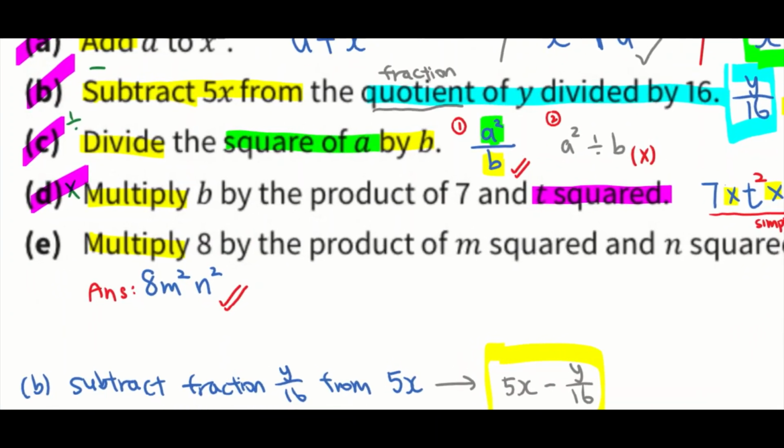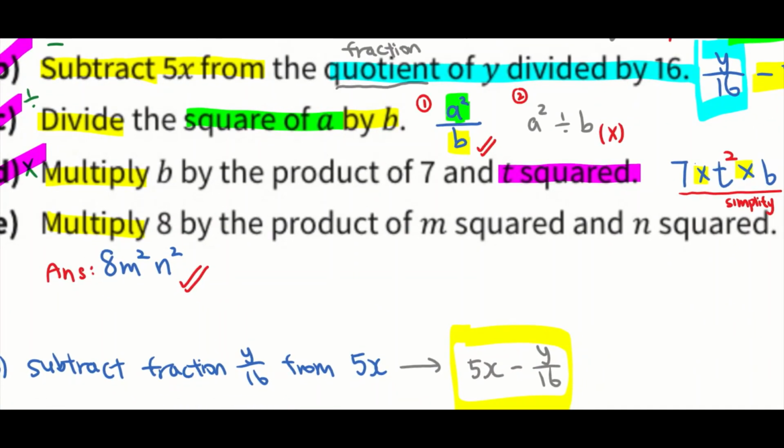If I zoom into part E, the answer is 8m squared n squared. Can I write like this as well? Acceptable also, because it doesn't matter, 1 times 3 is the same as 3 times 1. It doesn't matter the order.